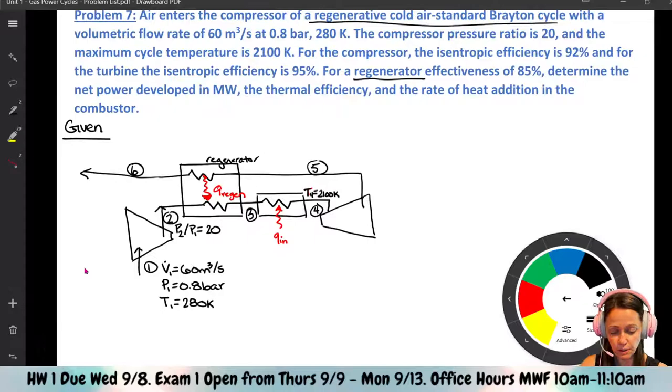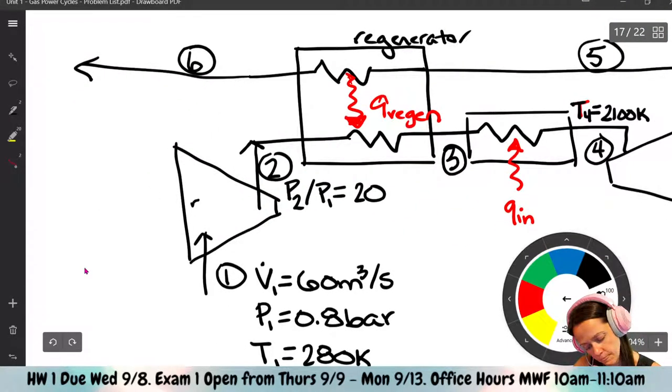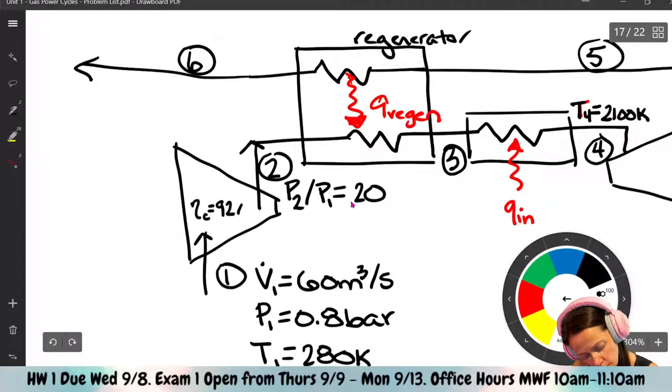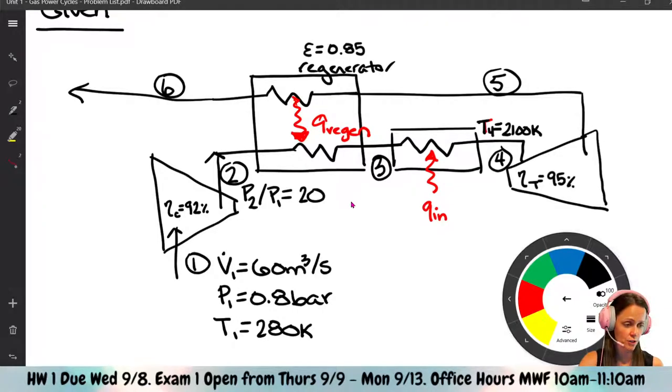For the compressor, the isentropic efficiency is 92%, and for the turbine it's 95%. And then we have a regenerator effectiveness, I'm going to put that up here as well, 0.85. Some people might be in heat transfer at this point. We'll talk, probably at the end of the semester, about heat exchanger effectiveness. That's what this is, regenerator effectiveness. It's just a heat exchanger effectiveness.